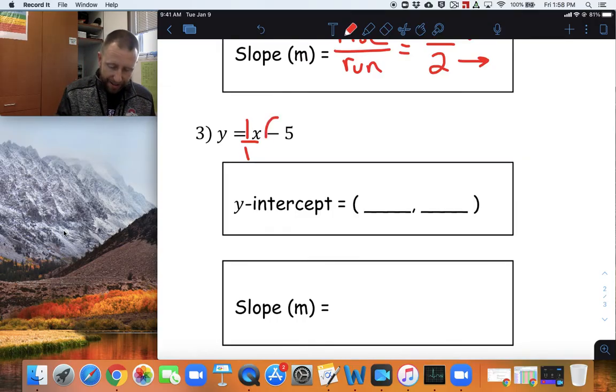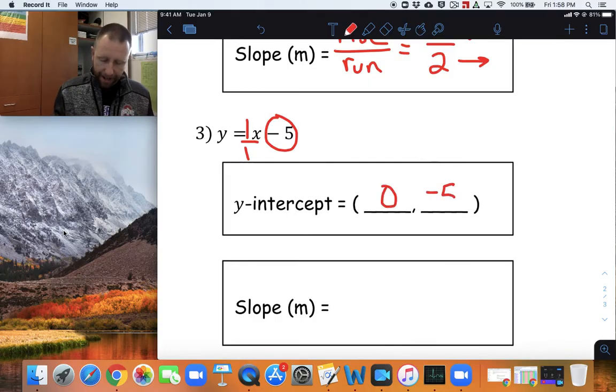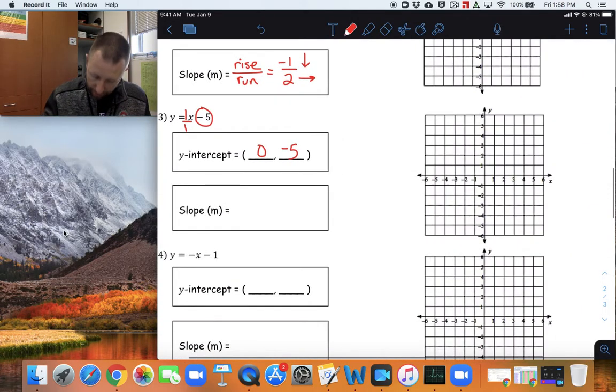And notice that my y-intercept is negative. That's why they have that minus there. So my y-intercept is at 0, -5, and that's my beginning point. That's where I'm going to start. So 0, -5 on that graph is right here.